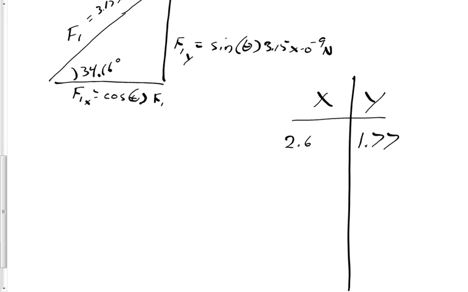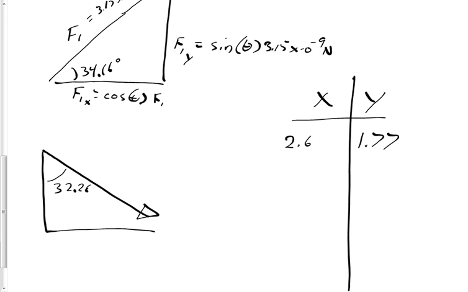So let's see, I can go about it in this direction. Let's say that it's moving along in that way. I can extend it down like this. Sorry if it's not to scale, but this is my 32.28 degrees.